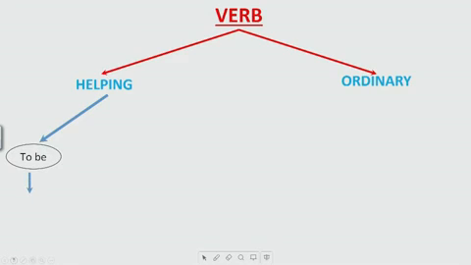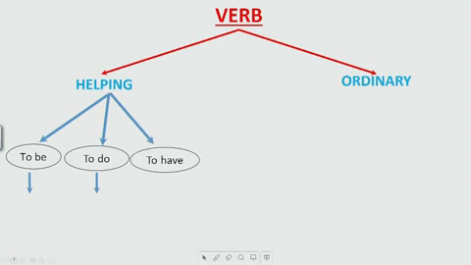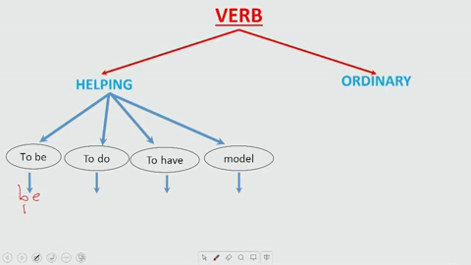Helping verbs: number one, verb to be; number two, verb to do; number three, verb to have; and number four, the modal verbs. Now I want to give you details here. Verb to be: we have be, am, is, and are. The past of am and is is was. The past of are is were.